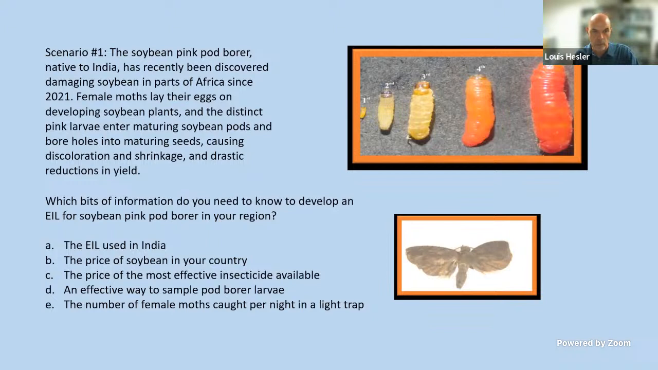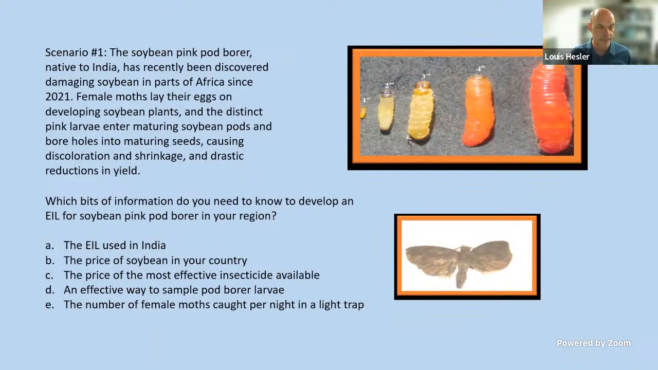Well, let's consider each of those. How about the EIL used in India? If the pest is new to Africa or to your particular region, you probably haven't had time to develop an EIL or an economic threshold for pink pod borer in your region. So the best place to start may be with the EIL that's been used in various places in India. So A could be useful, especially in the early years when this pest is being combated.